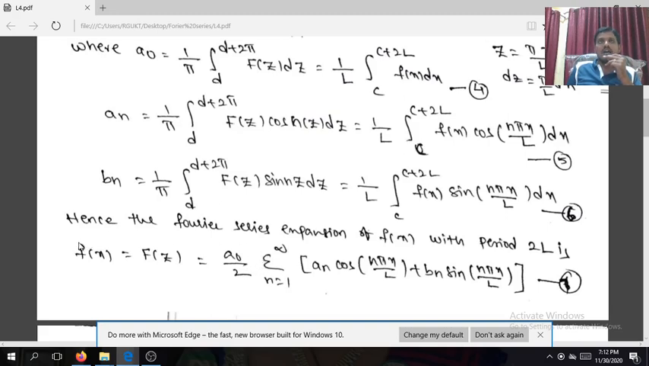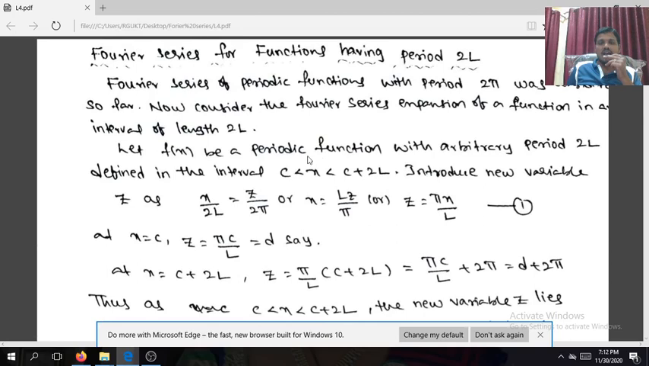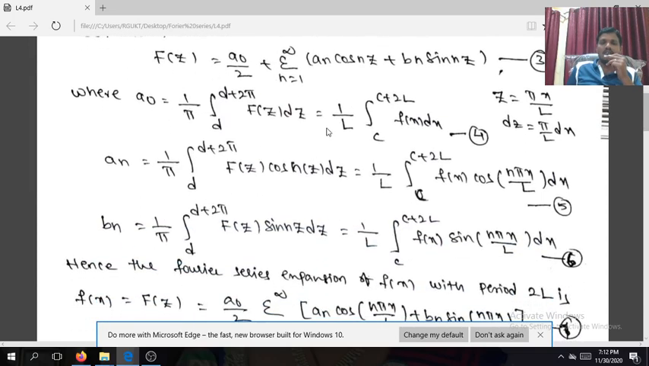This is the standard formula for the Fourier series expansion of f of x when f of x is defined in the interval c comma c plus 2l. C is any constant, and the length of the interval is 2l. That is the reason I am choosing this 2l here. And a naught, a n, b n are obtained from equation number 4, equation number 5, equation number 6. This is a standard formula.